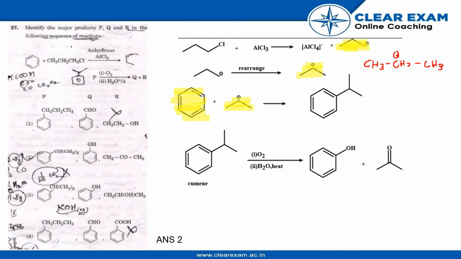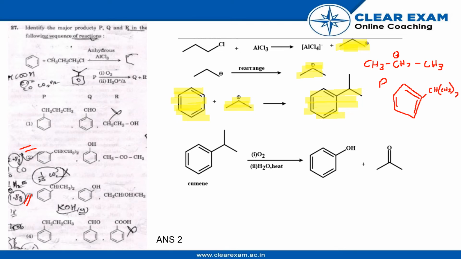So on reaction, it will form this compound, which is benzene, and this carbocation will be attached here. This CH(CH3) whole twice. So this is our compound P. So from the options, we can see that option 2 and option 3 form this compound.